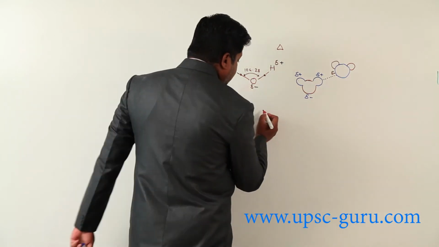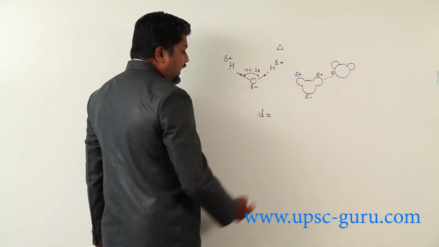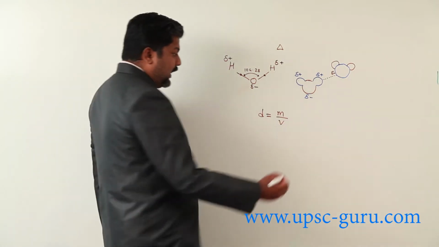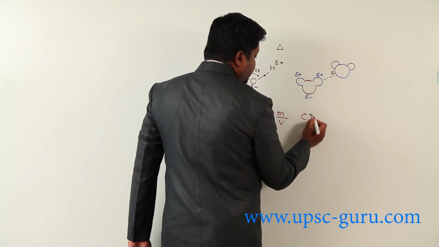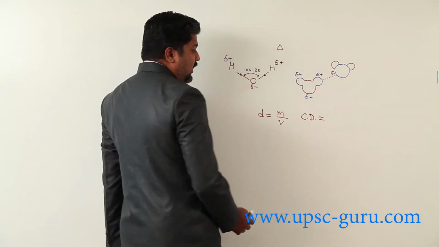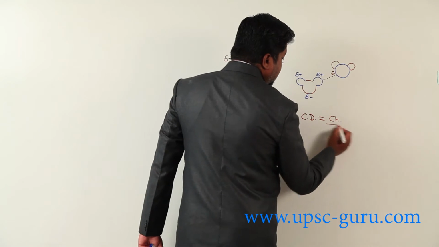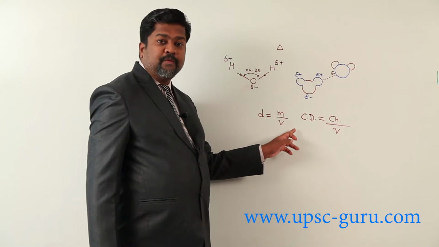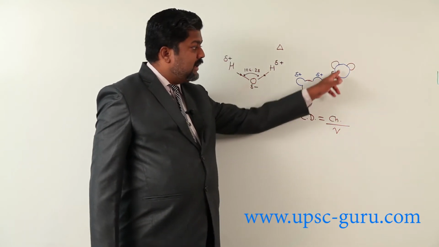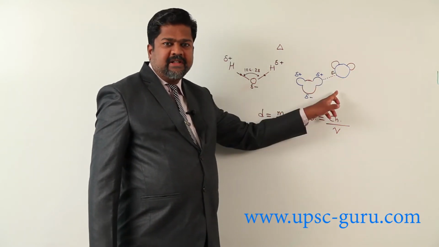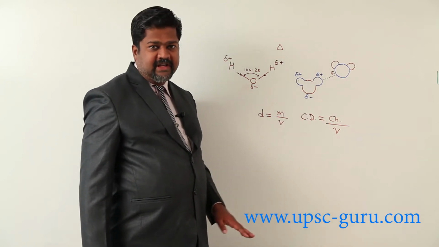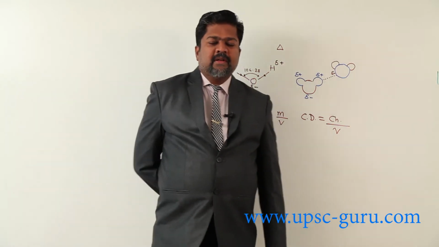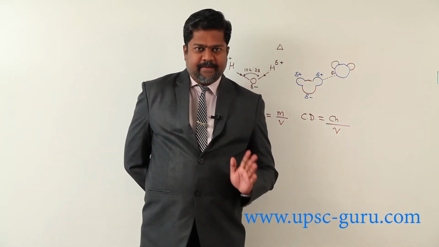When we are using the word density, I am using density as density equal to mass upon volume. If I want to explain charge density, then charge density equals charge upon volume. So charge upon volume will give me charge density. Now here oxygen is having smaller volume and charge is there, so we are saying it is having high charge density, and therefore it can form this type of bonding. This type of bonding is called hydrogen bonding.